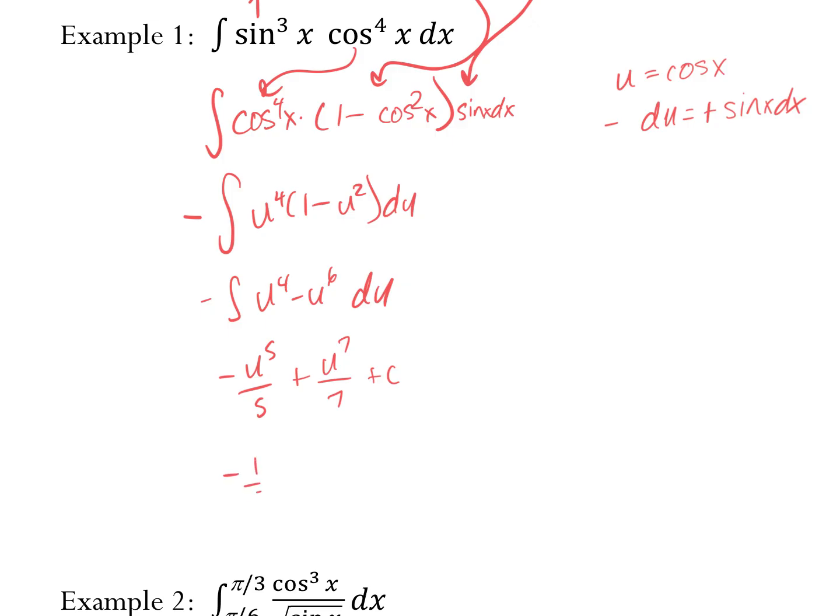So negative 1/5 cosine to the fifth x plus 1/7 cosine to the seventh of x plus c.